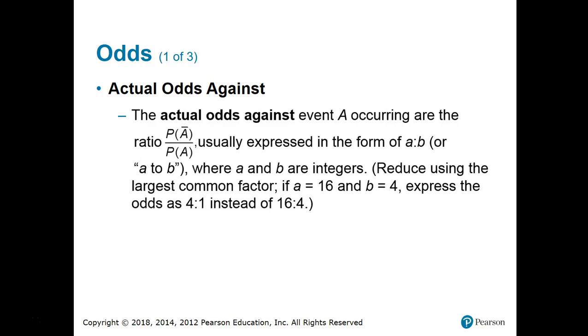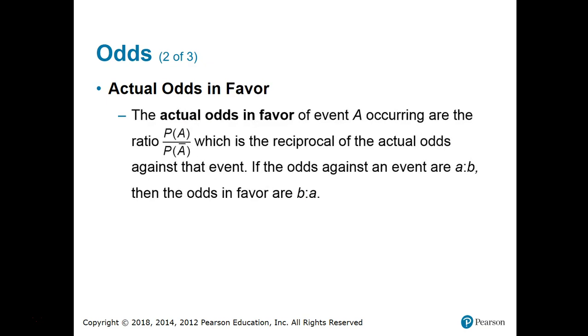If A is 16 and B is 4, express the odds as 4 to 1 instead of 16 to 4. All right. Odds in favor of an event occurring are P(A), the probability of A, divided by the probability of not A, or A bar. So A to B, B to A.